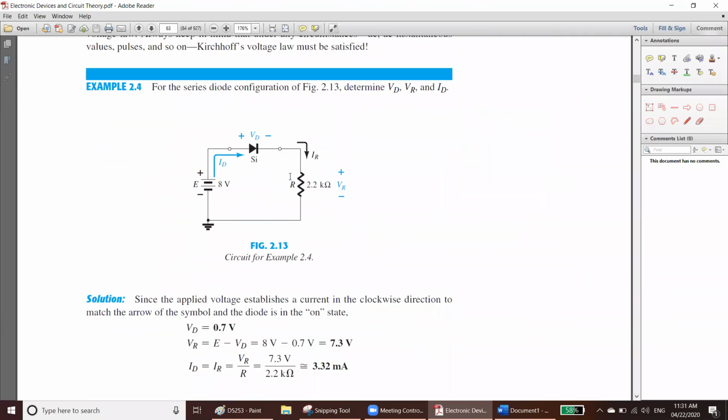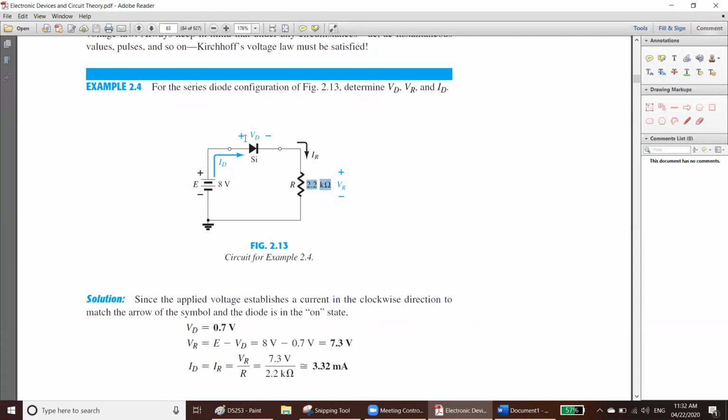Now here, for the series diode configuration, find the VD, VR, and ID. So this is a series diode configuration. Your E is 8 volt. Your resistance is 2.2 kilo ohm. And it is a silicon diode. You know it. Your silicon diode takes around or roughly 0.7 volt.